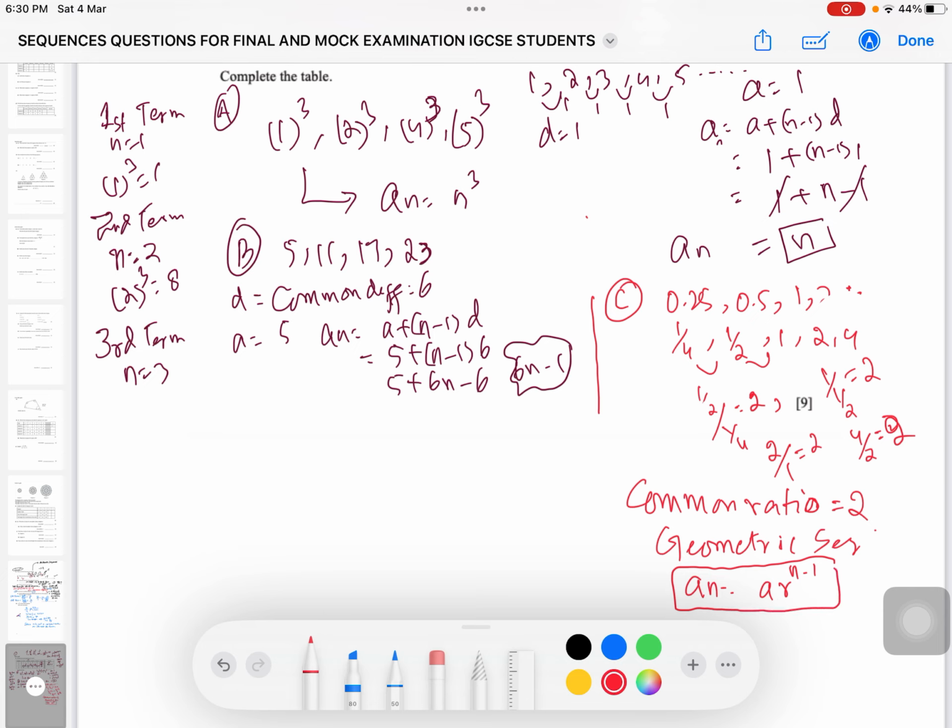The first thing you should know for verification of a geometric sequence: you divide consecutive terms and you get the same result. See, 1 over 2 by 1 over 4 we get 2, 1 by 1 over 2 we get 2, 2 by 1 we get 2, 4 by 2 we get 2. So this is called the common ratio. Its common ratio is 2. Now how to find the nth term?